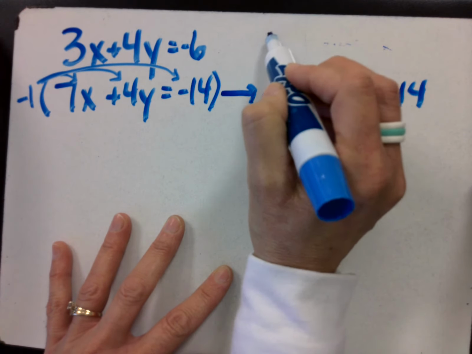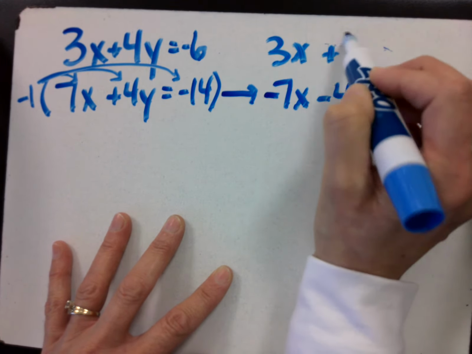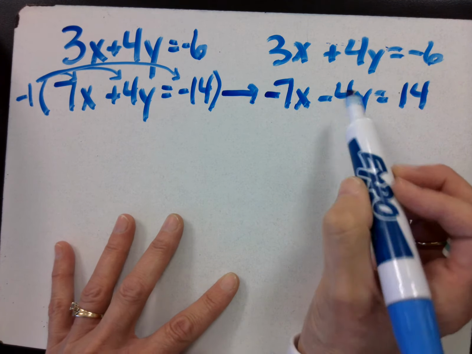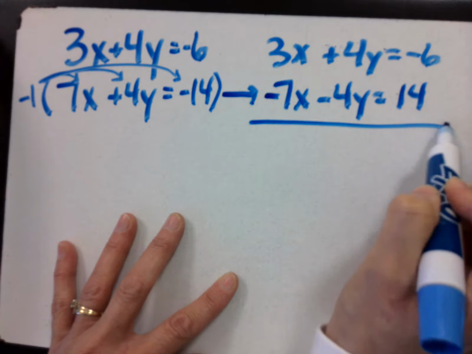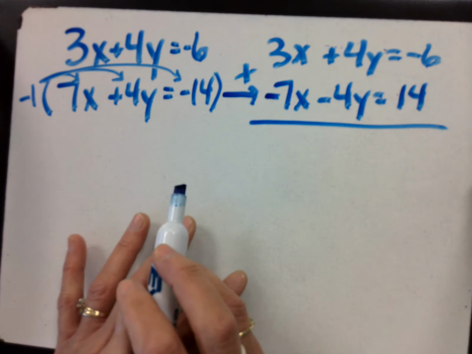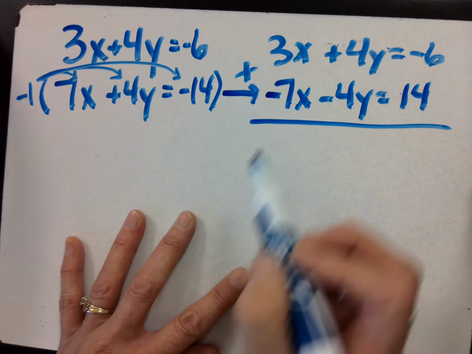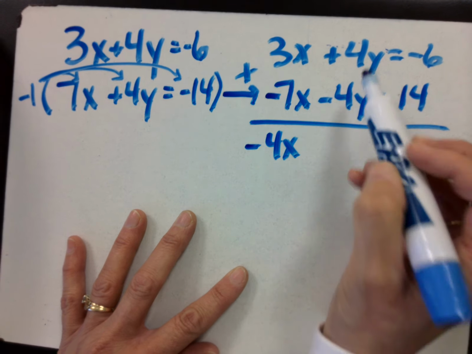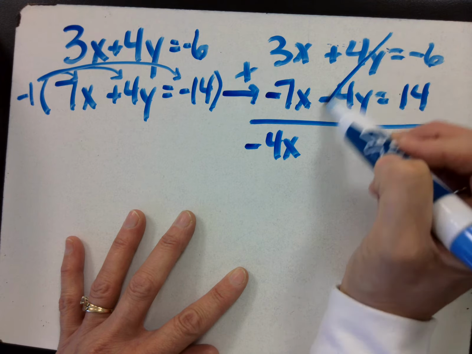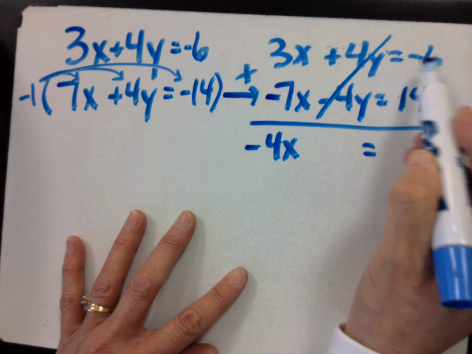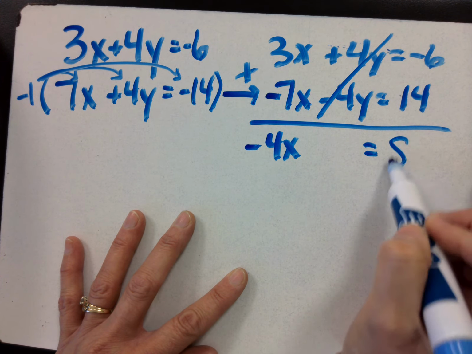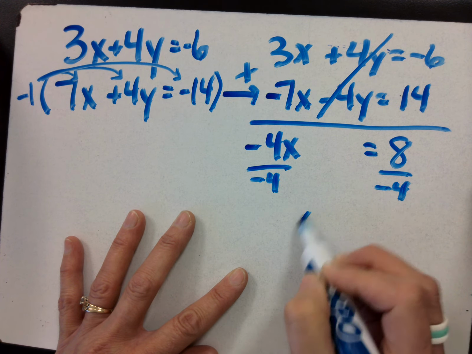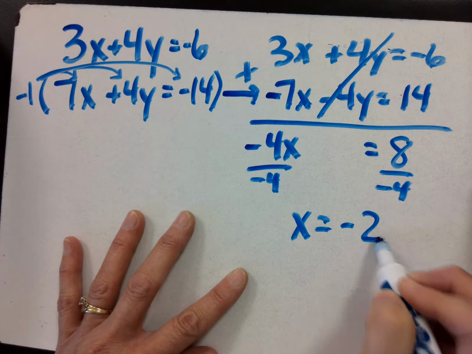Now the top row, I don't have to change at all. It's good as is just because these both had positive 4y's. Now I can add my equations together. Well, 3x plus a negative 7x is negative 4x. My y's completely cancel. They're out. Negative 6 plus 14 is positive 8. Divide by negative 4 on both sides, and I find out that x is negative 2.